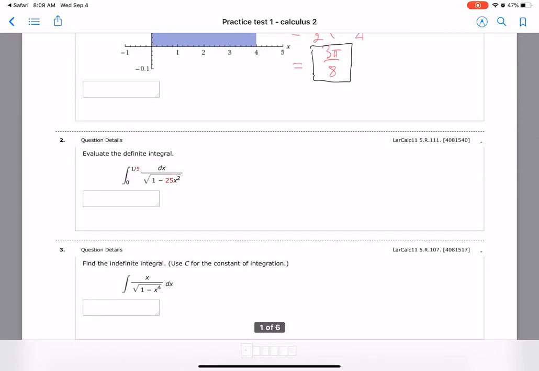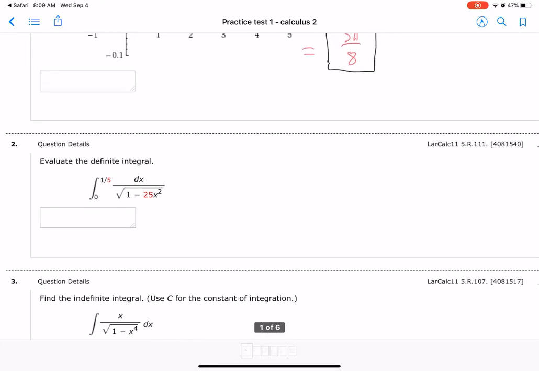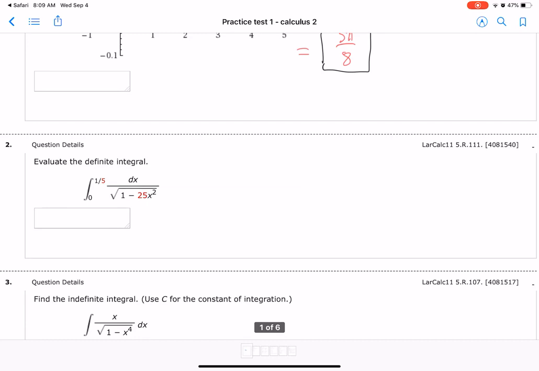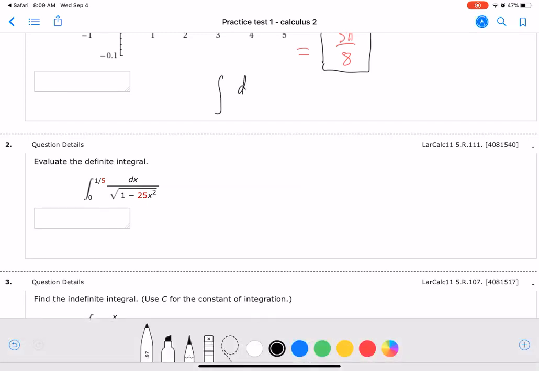Evaluate the definite integral. Alright, so in the previous problem, you had an integral of the form dx over a squared plus x squared. So this is about arctangent, right? In this integral, you have another form: the integral of du over the square root of a squared minus u squared. This would remind you of arcsine of u over a, plus c.